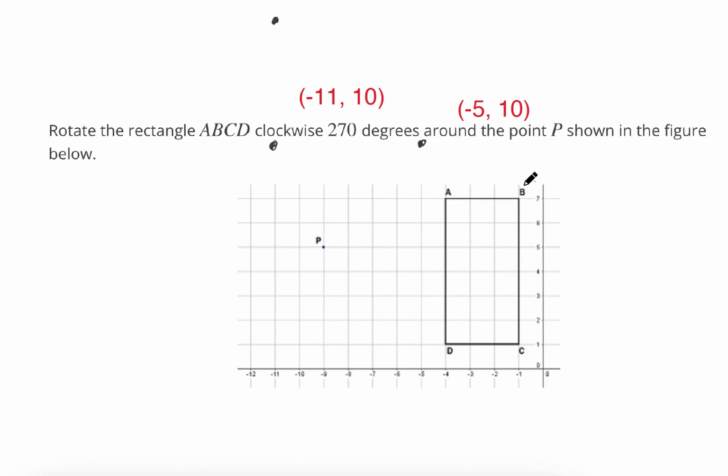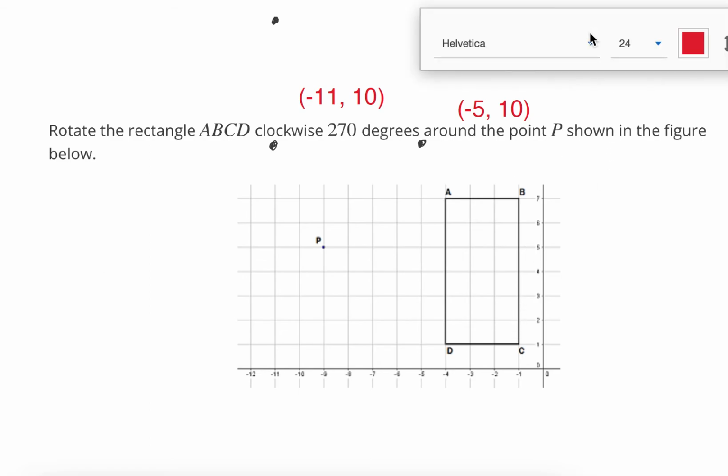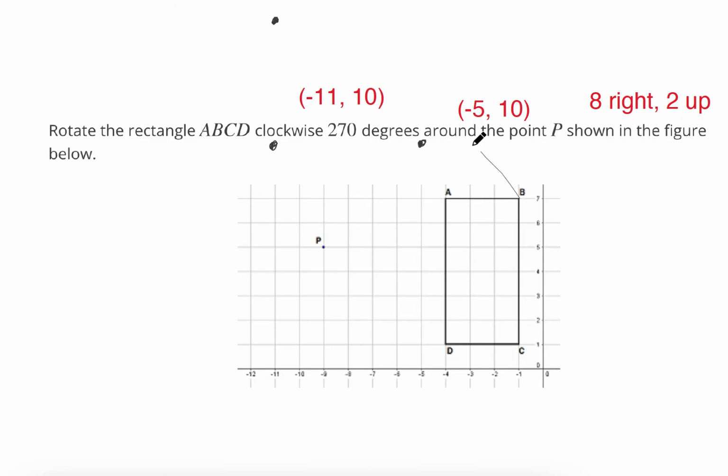But one more just in case. Still trying to master this 90-degree rotation. And just a refresher, 270 degrees clockwise is the same as 90 degrees counterclockwise. So point B on the horizontal direction is 1, 2, 3, 4, 5, 6, 7, 8. It's 8 to the right, 2 up, sorry. To get to point B from our center point P, we go 1, 2, 3, 4, 5, 6, 7, 8 to the right, and 2 up. And if we were to do a 90-degree counterclockwise rotation, it means we should be somewhere over here, right?